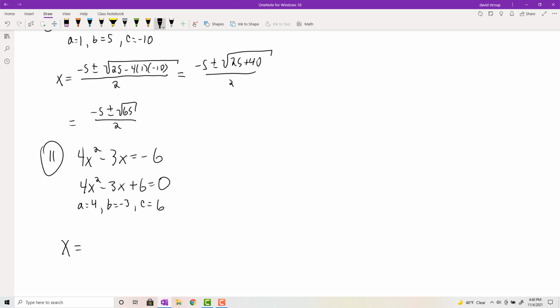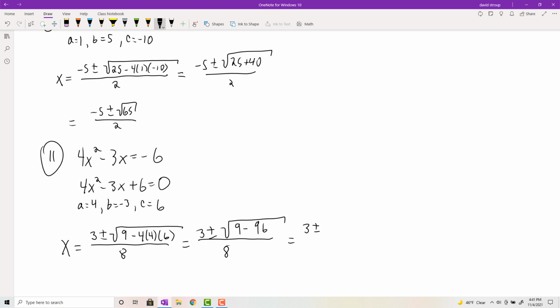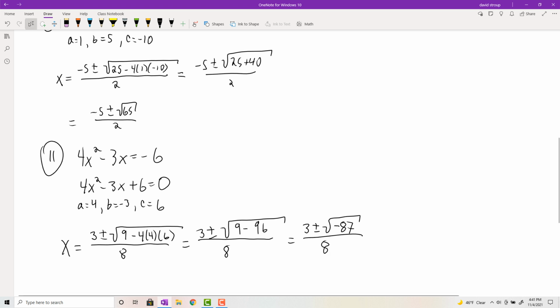So x equals negative b, so negative 3 is 3, plus or minus the square root of b squared, negative 3 squared is 9, minus 4 times a times c, all over 2 times a. So I'll end up with 3 plus or minus the square root of 9 minus 96, all over 8. And it looks like we're going to have a negative for our discriminant, and that's okay. That just means our solutions will be imaginary. So negative 87 all over 8.